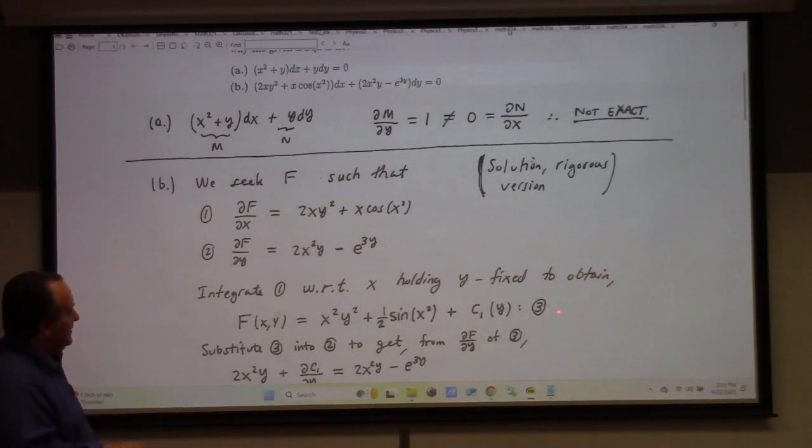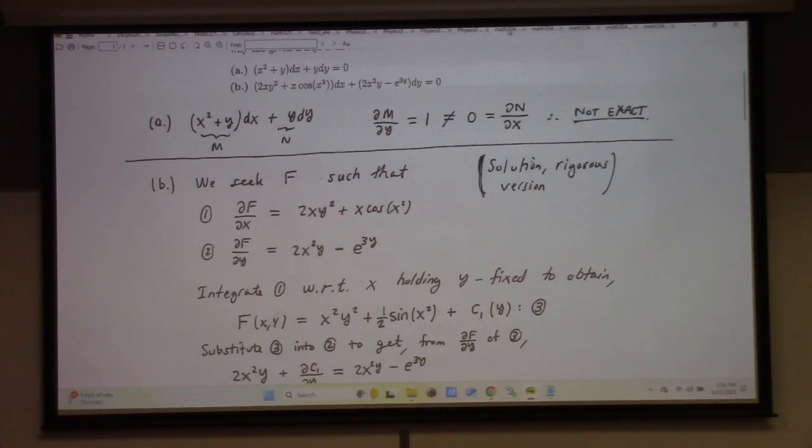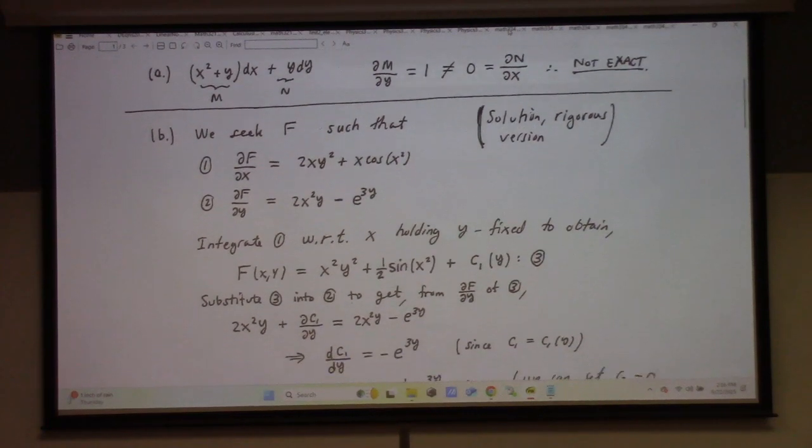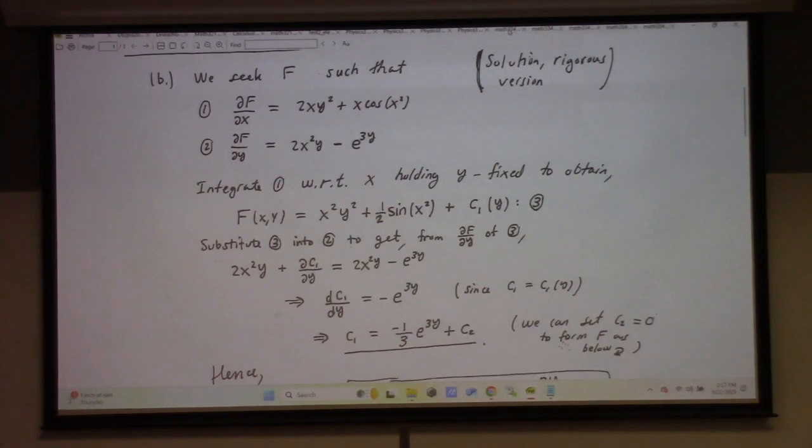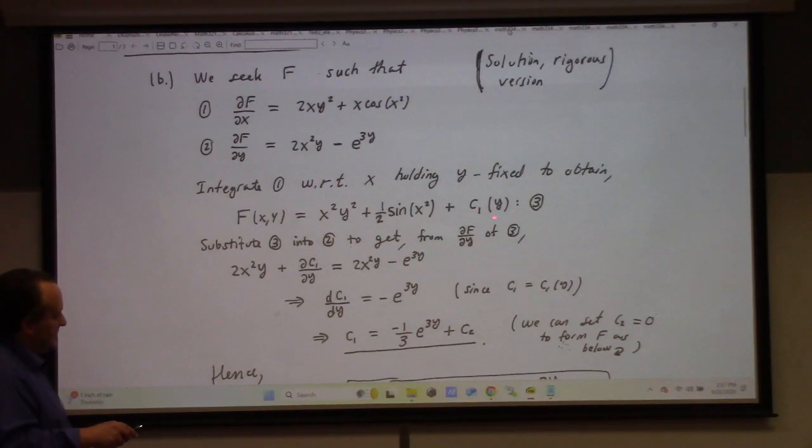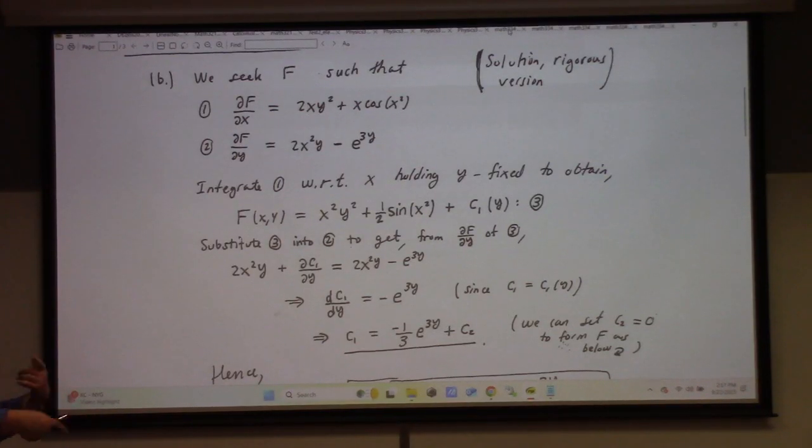And then I take 3 and plug it into 2, and that tells me that the derivative of my function in y, with respect to y, must be equal to e to the 3y, which I can then integrate on both sides and get minus 1/3 e to the 3y. So the distinction between this solution and the first solution I looked at is that we're integrating one at a time, adding a function of the variables we're holding fixed, right? Because it's kind of a partial integration.